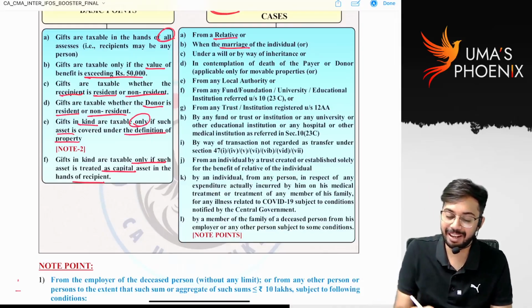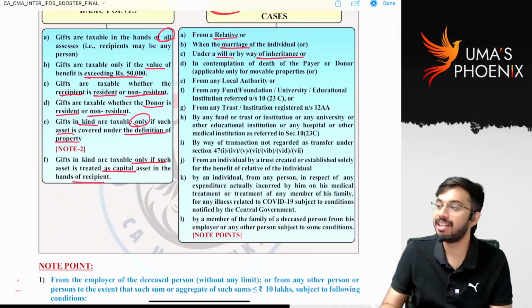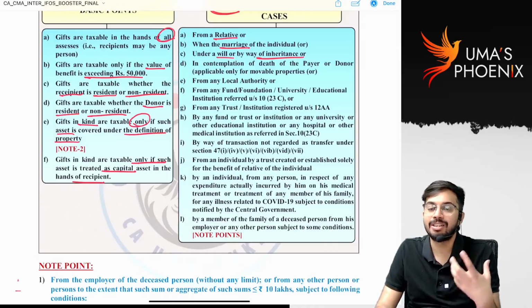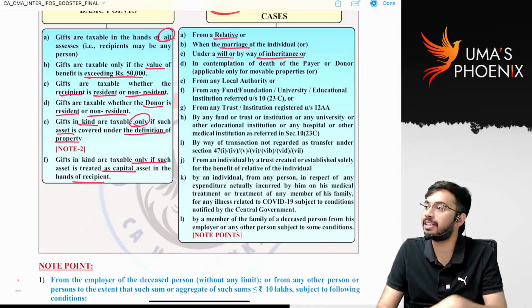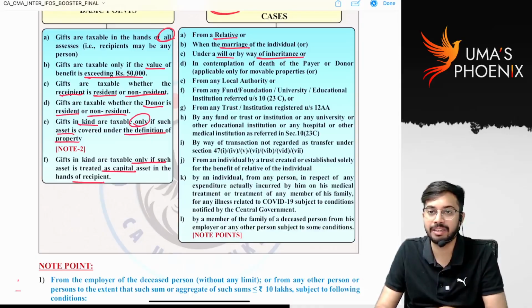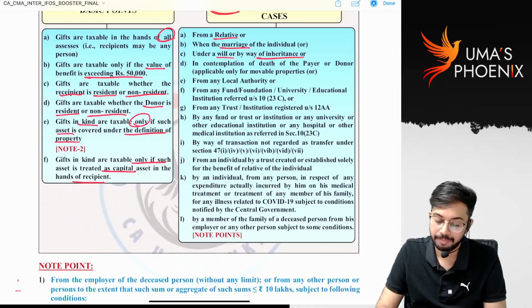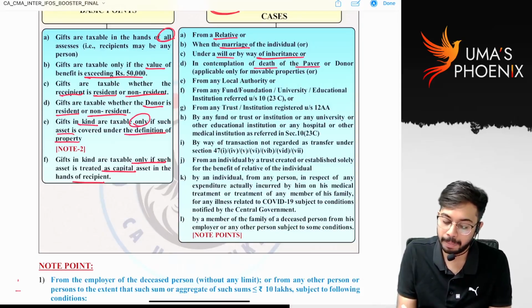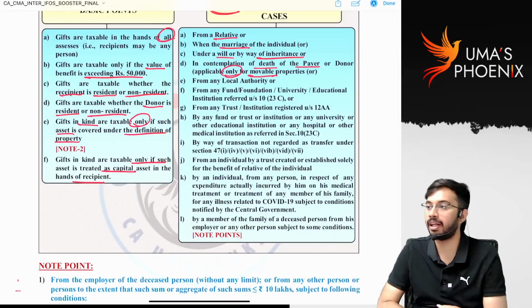Next, under a will or by way of inheritance. Let's say the father died and all properties of the father got inherited by the son. So by way of inheritance, if any capital asset is received, it is not taxable. Next, in contemplation of death of the payer or donor, applicable only for movable properties.